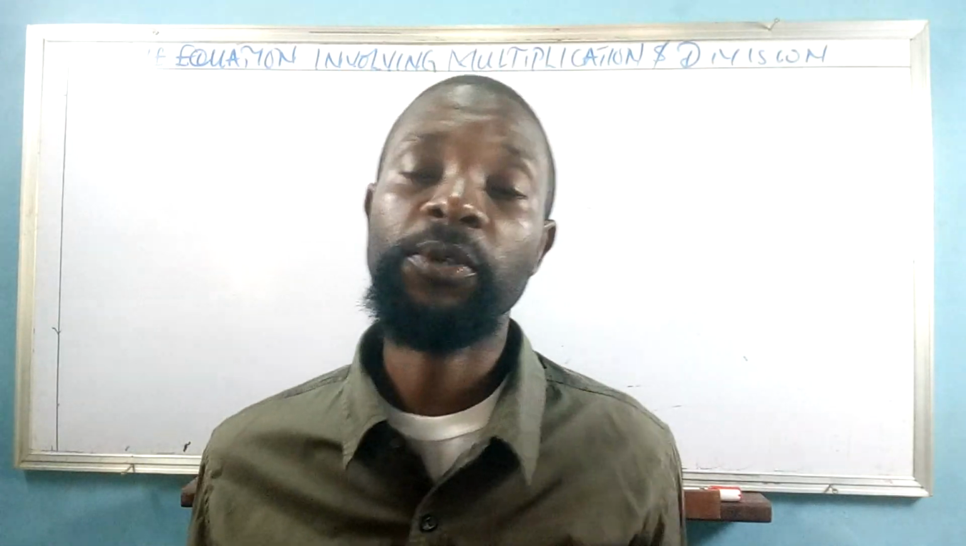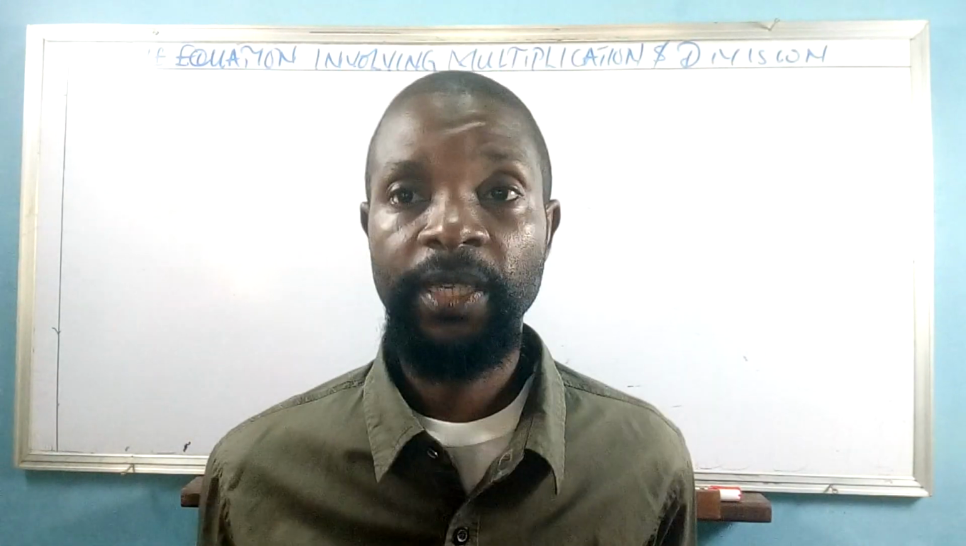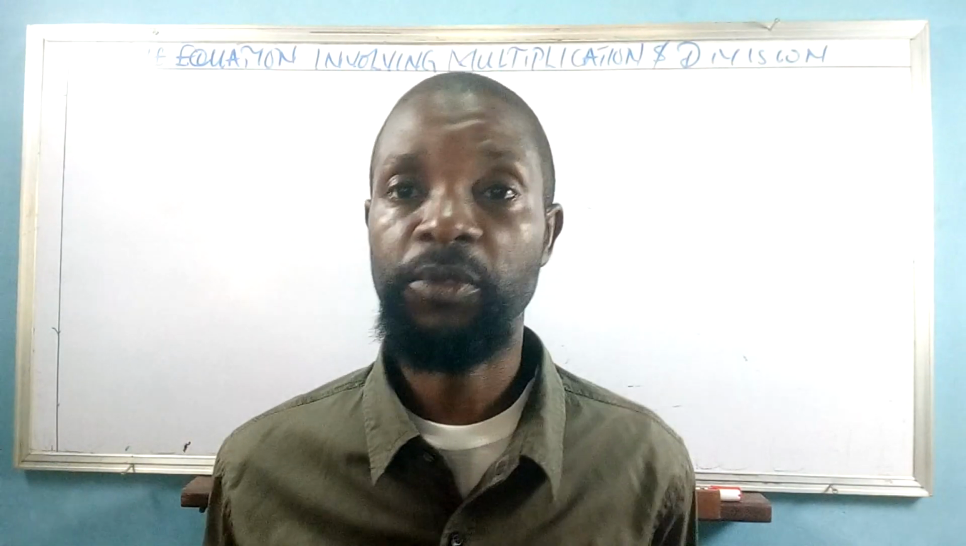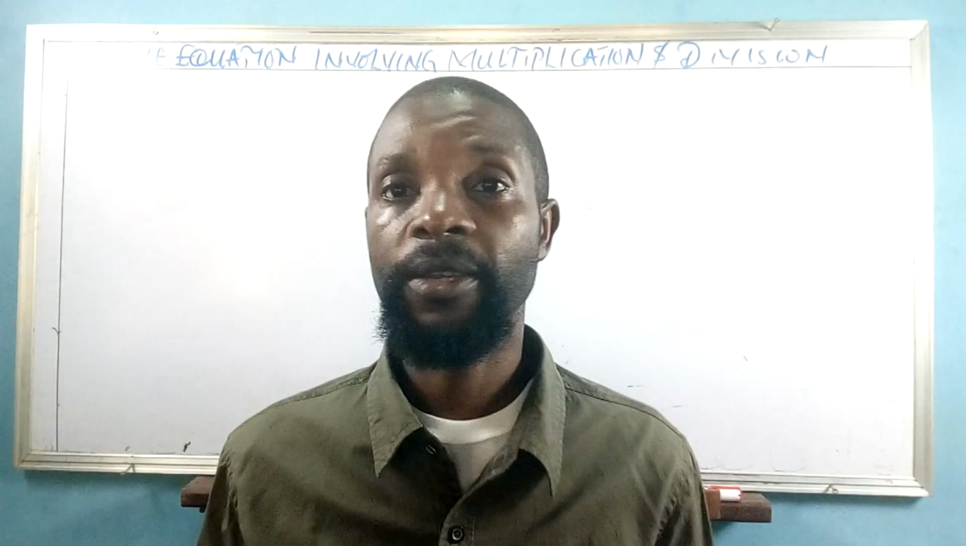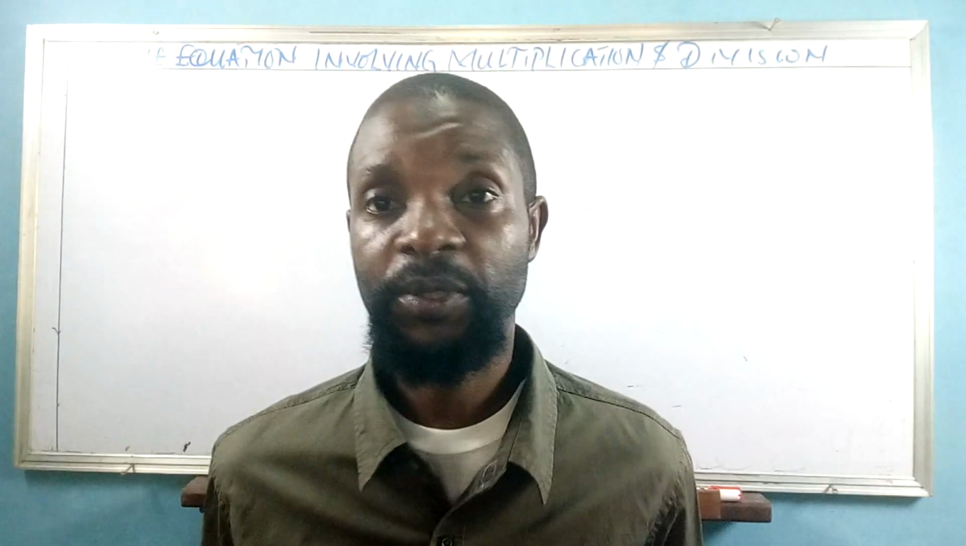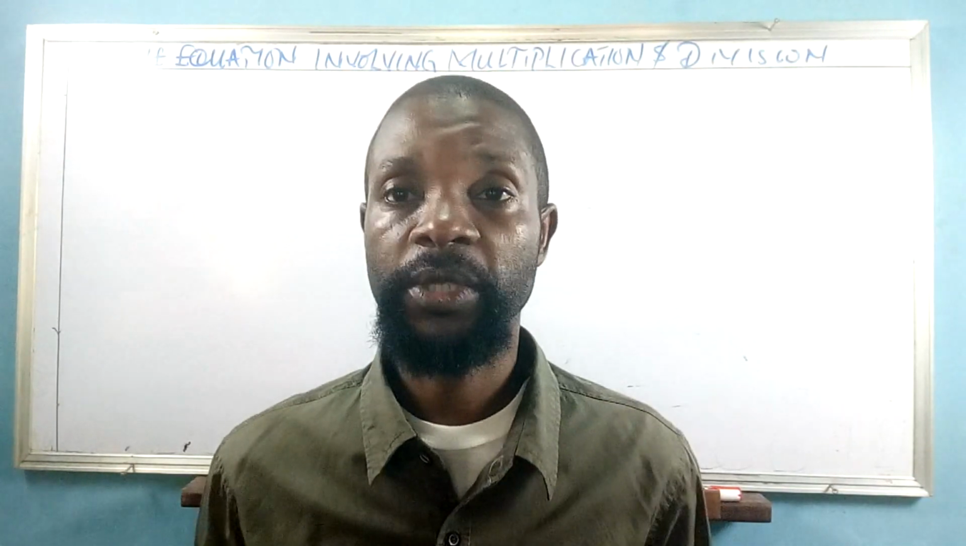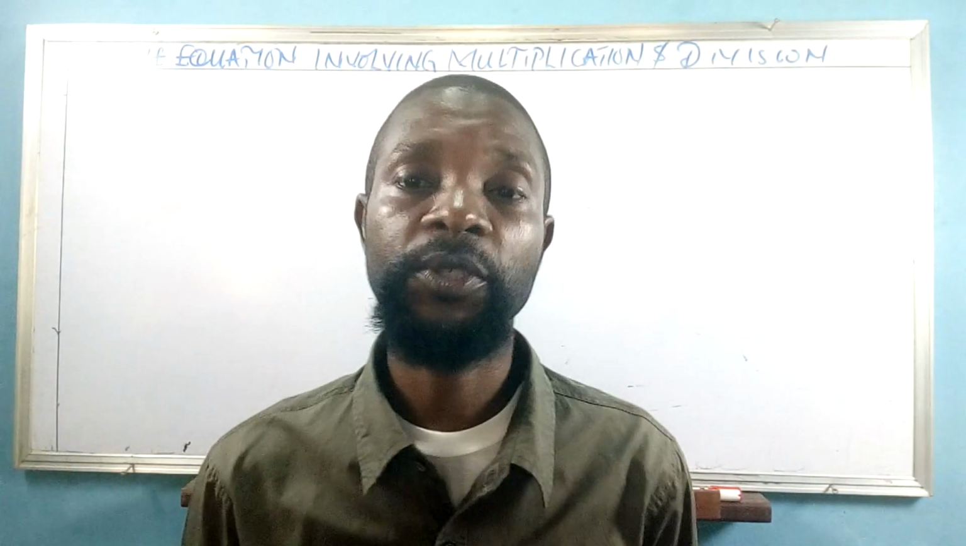Today we are going to part 3 of our simple equation series. Don't forget we've treated addition and subtraction in part 1 and part 2, how to solve it using the balancing method as well as using a straightforward method where you don't need to write the story. Today we are going to the multiplication and division aspect of it. That is simple equation involving multiplication and division.